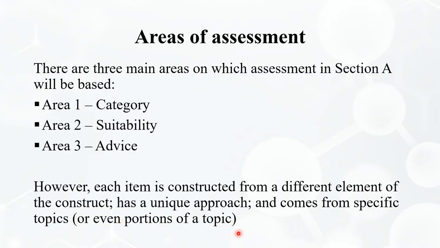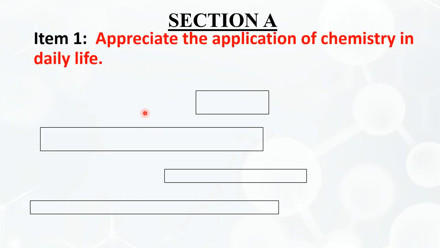So for each item, we shall be able to see item number 1, from which topic does it come? Item number 2, which topics comprise item number 2? So which means an item can come from any of those areas that we're going to be looking at in section A, item 1, and section A, item 2. Let's dive into the first one. Section A, item number 1.